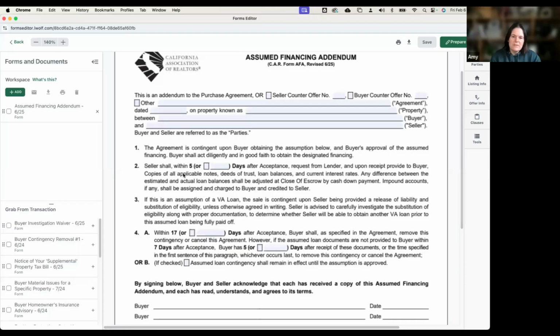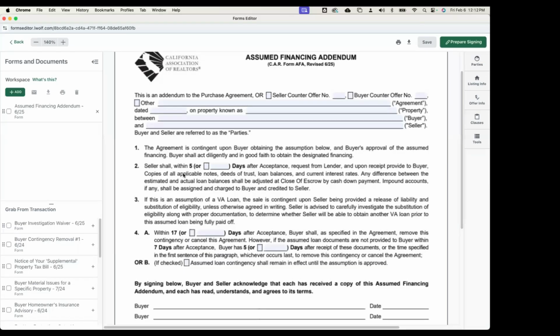Most of our conventional financing and our FHA financing has a non-assumable clause that you sign and agree to when you obtain that loan. So most of the assumable loans out there are VA loans.